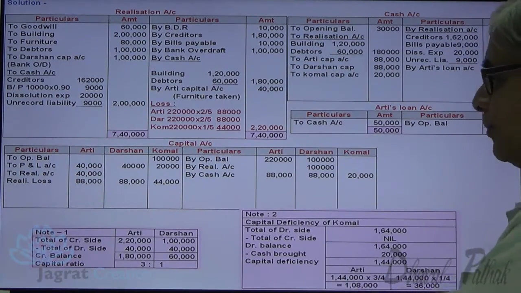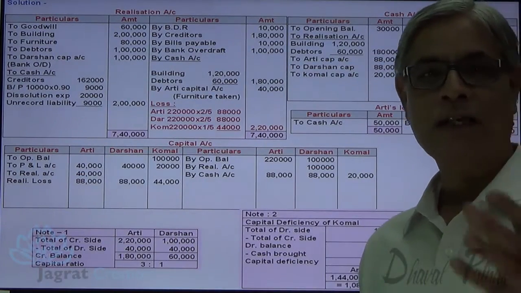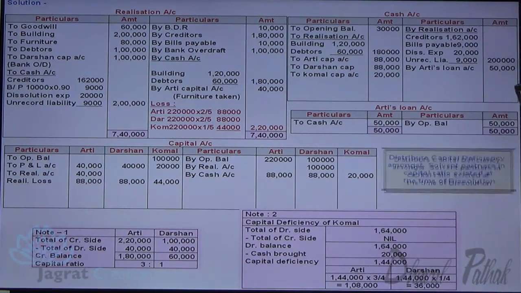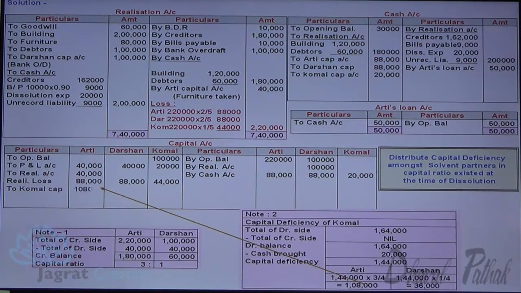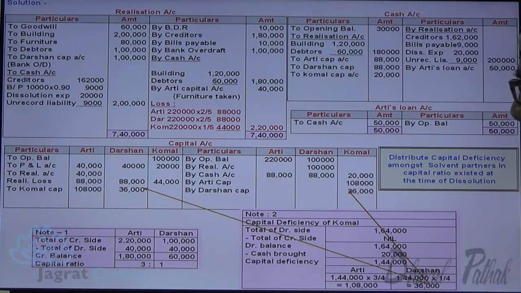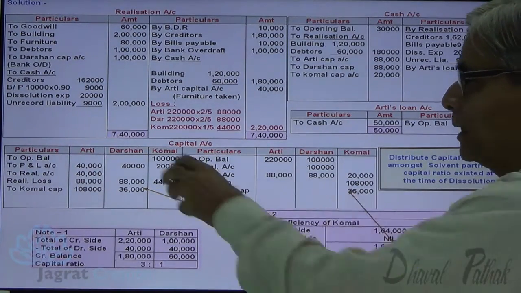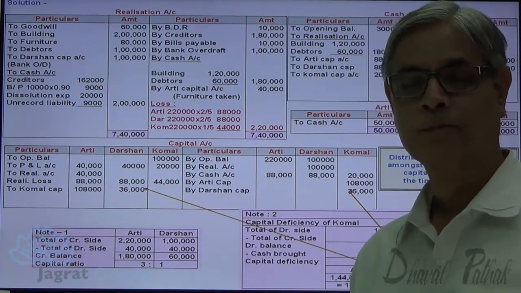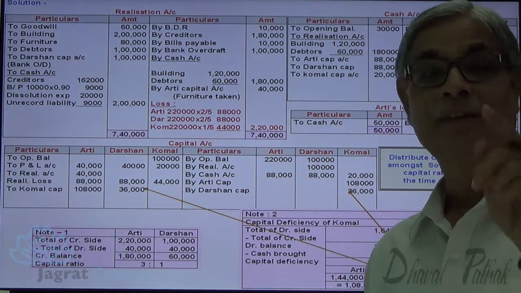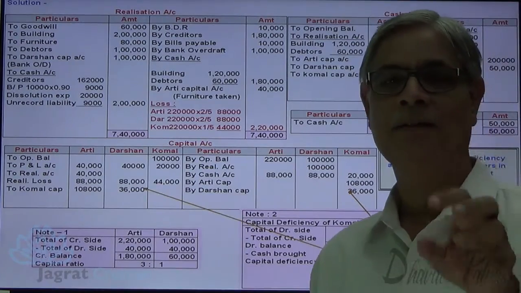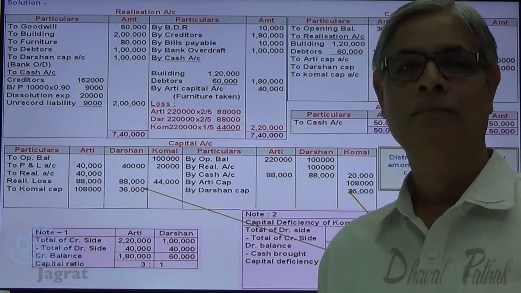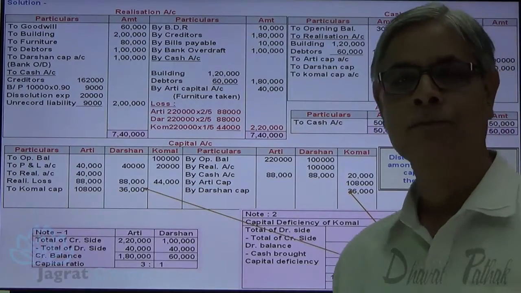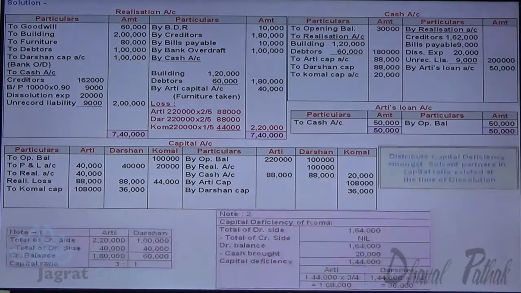Now this loss is to be suffered by Aarti and Darshan. Losses are debited to capital accounts of the partners. So Aarti's capital account debit to Komal's capital account credit. Here Darshan's capital account debit to Komal's capital account credit. This is how the capital deficit is distributed among solvent partners in the ratio of their profit sharing. Right? No. In the ratio of their capital that existed on the date of dissolution. That's an important point to be remembered for Garner versus Murray.